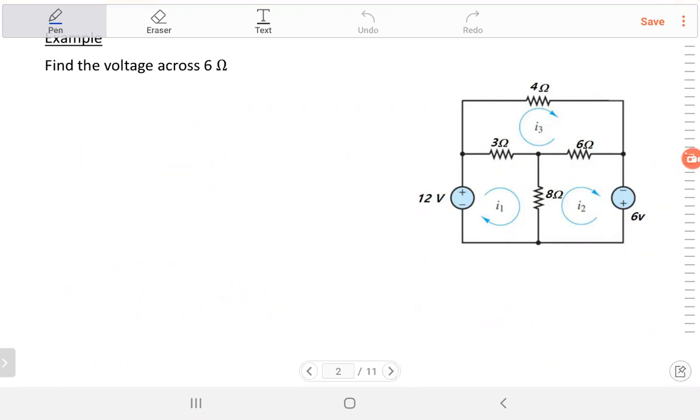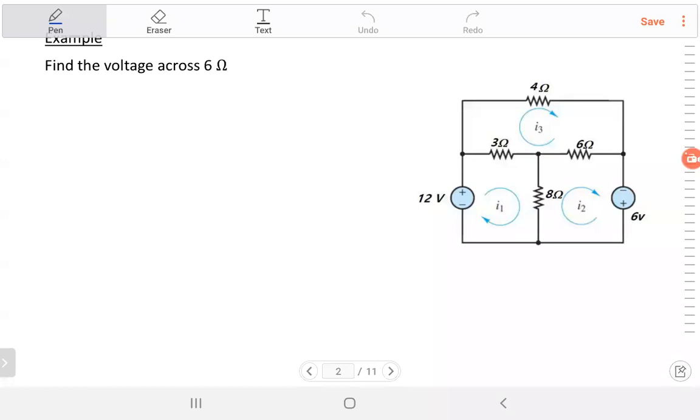You assume a current in each mesh. So since you have 3 of them, you have 3 currents, I1, I2, I3. You should assume the currents in one direction, either clockwise or anti-clockwise. Usually we would choose clockwise, but you are free to choose any direction. Third step, you assume the current direction in each resistor.